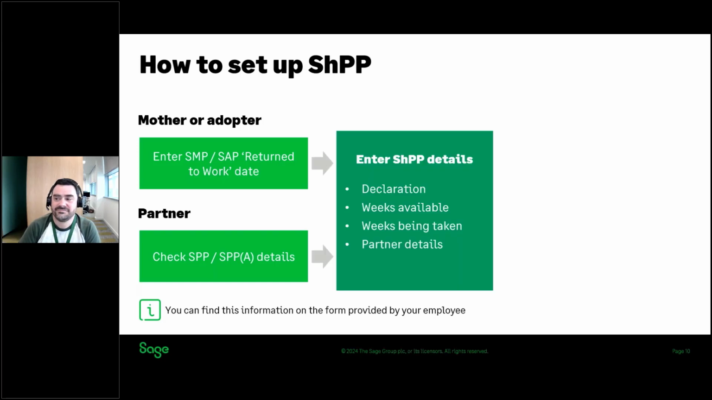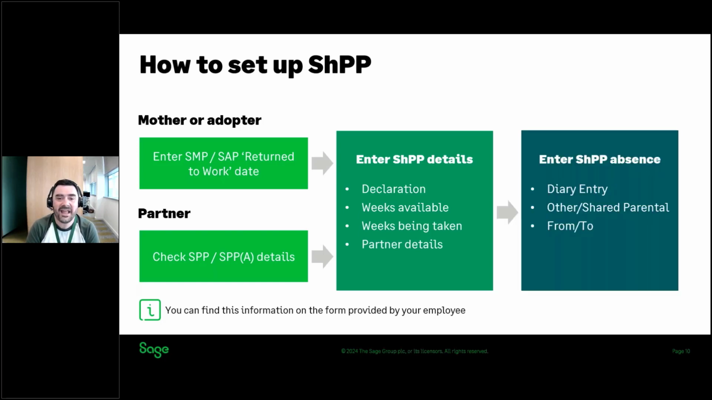We then entered the shared parental pay details, so the declaration, weeks available and weeks being taken. So don't fill in the weeks recorded. That will fill in automatically when you put the diary entries in, but you do need the partner details. And then the absence, similar to the way you would record sick pay, it's diary entry, it's under the other category and it's shared parental, and you put the dates from and to, and that could be separate blocks. Remember, up to 3 separate blocks can be taken.